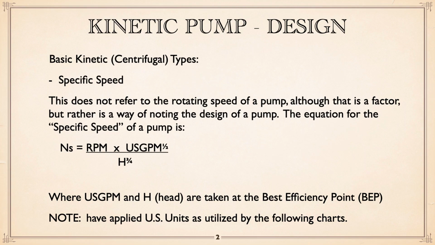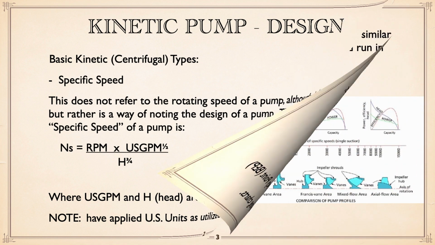An interesting concept that helps you understand the various designs of pumps is specific speed. Now, this doesn't refer directly to the rotating speed of a pump. It is a factor in it, though. And the equation for specific speed of a pump is specific speed equals RPM times US gallon per minute to the half power divided by head to the three-quarter power. We're using US gallon per minute because most of the information I've got has been based on US units.